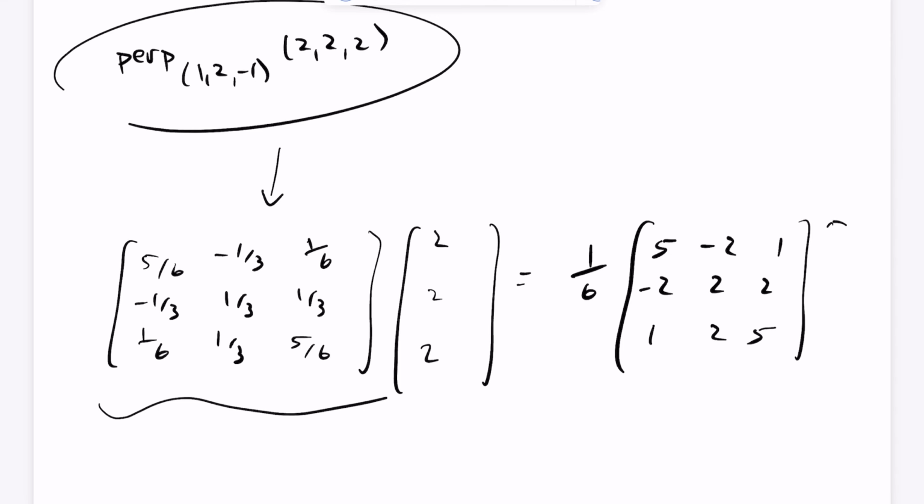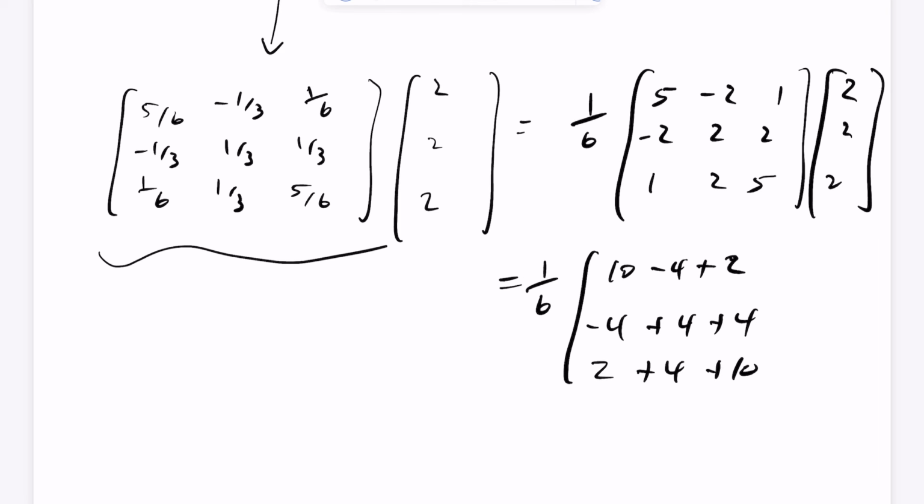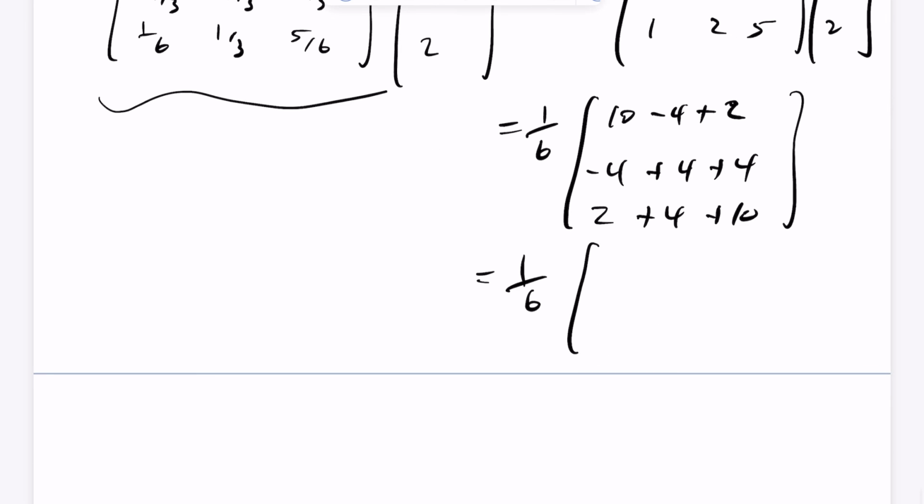You can clean it up a bit and factor the 6th out, and when I multiply this by 2, 2, 2, the 1/6 you take care of at the end. So you're multiplying this times this. Just to go through it, this is 10 minus 4 plus 2. Then this is negative 4 plus 4 plus 4. And this will end up being 2 plus 4 plus 10. And this will be 1/6 times, as you can see, 8 as my first entry, 4 as my second entry, and 16 as my third entry.